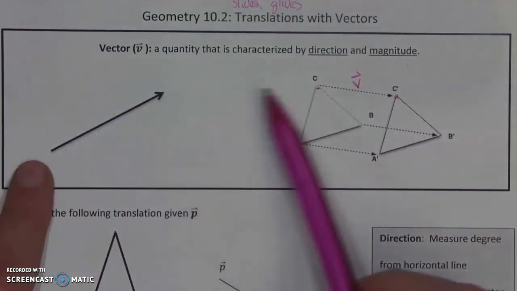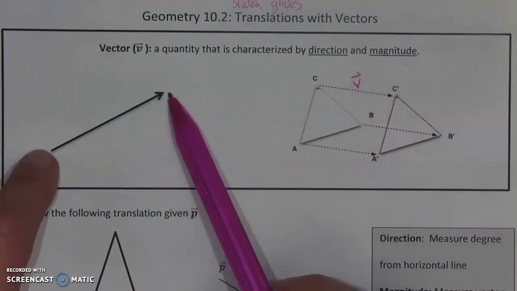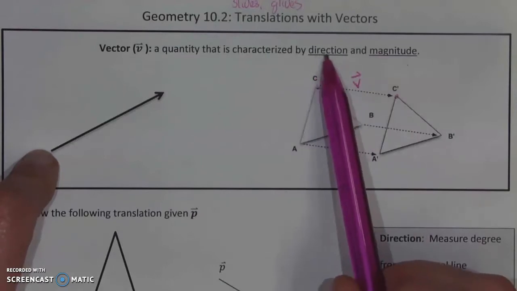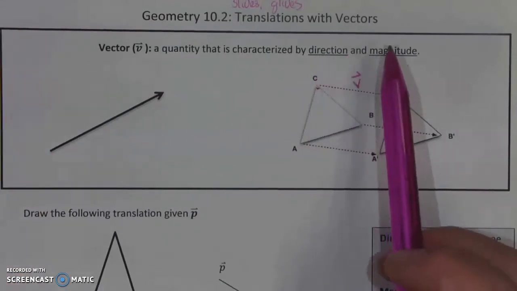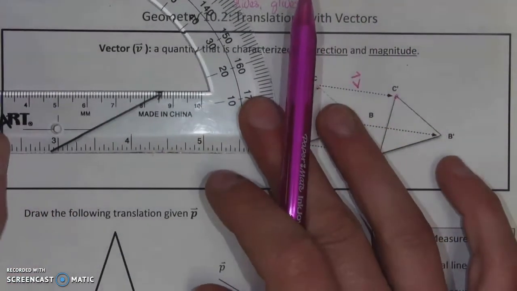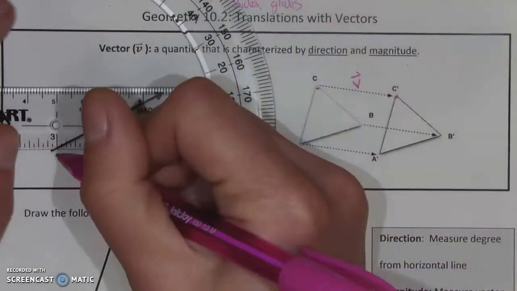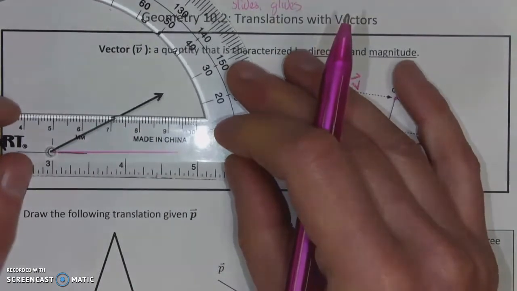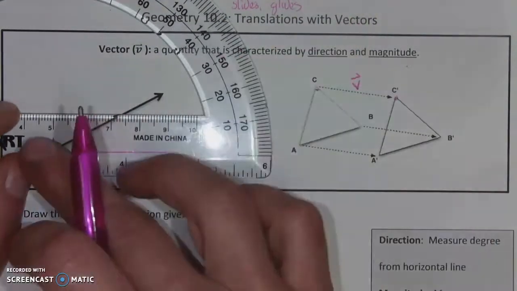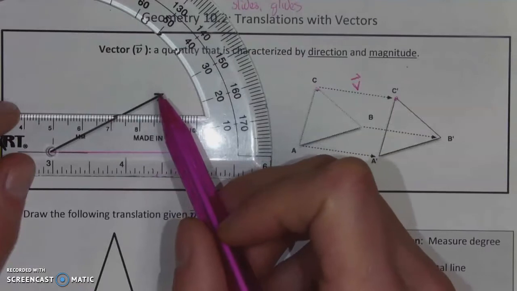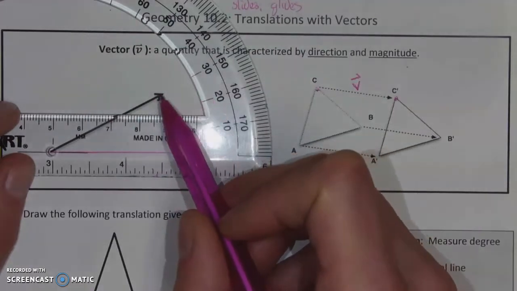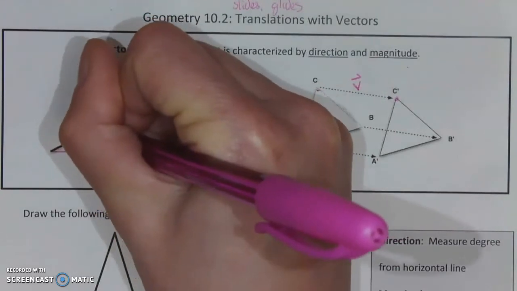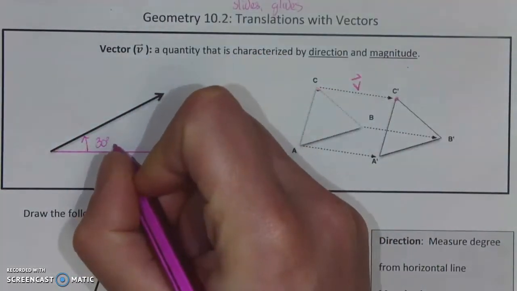In order to use a vector, you have to be aware of how it is going to move that object. It's going to move that object in a certain direction, and that direction can be determined by looking at the degree the vector comes off of a horizontal line. So here I can find my direction by just figuring out what degree am I going. And if you extend this line, you see that we are going at about a 30-degree angle. So our direction is 30 degrees up from horizontal.